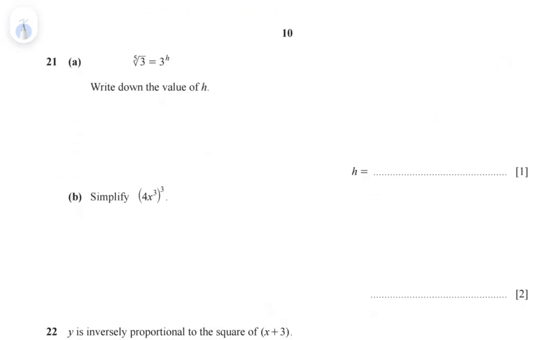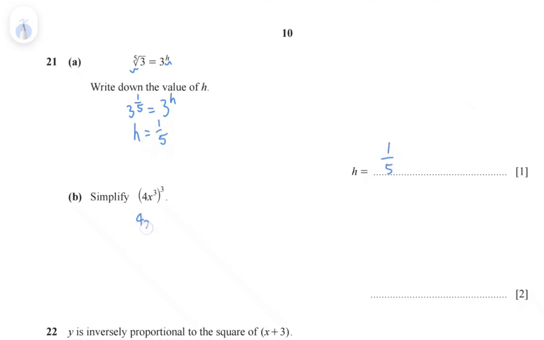Now moving on to question 21, we are asked to find the value of h. So let's rewrite this root of 5 as a power of 1 over 5. And looking at this with the same base of 3, we can remove it, showing that h is equal to 1 over 5.